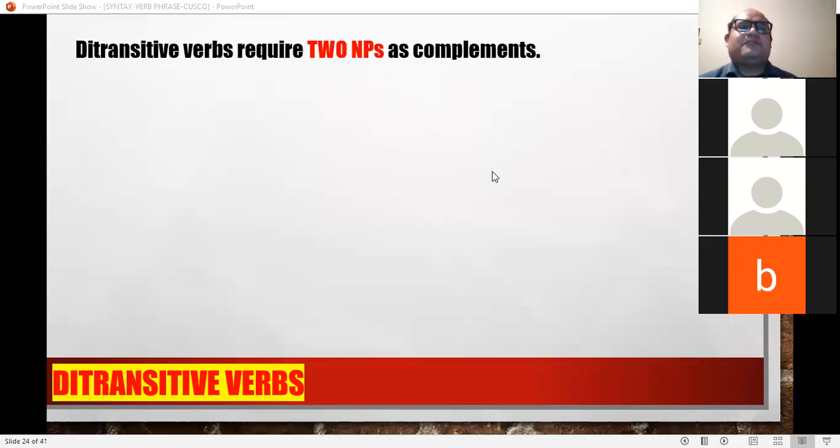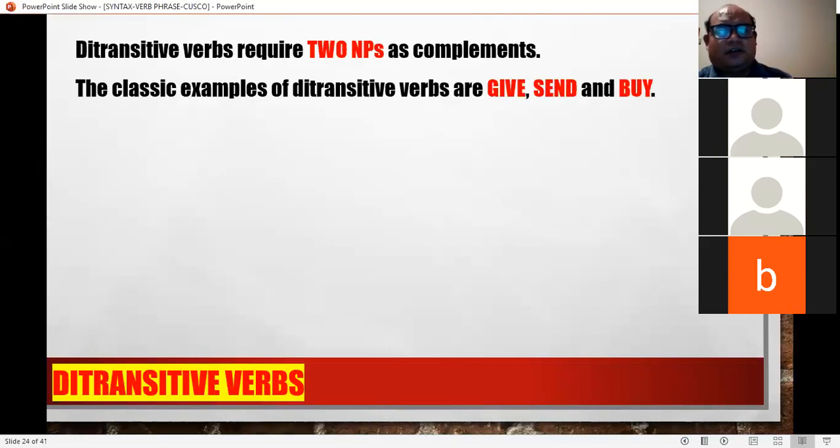All right. So the ditransitive verbs require two noun phrases. Remember, noun phrases or objects. Yeah, you have these two names. The noun phrase works as an object. So two noun phrases as complements. The classic examples of the ditransitive verbs are the verbs give, send, and buy. Let's see.